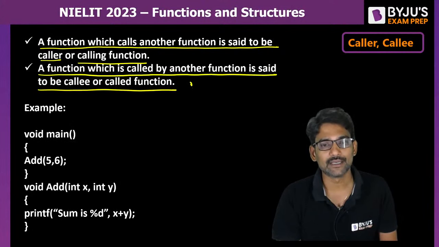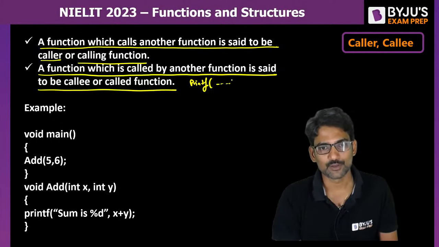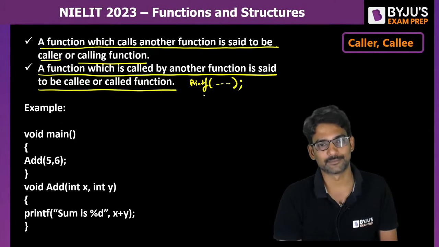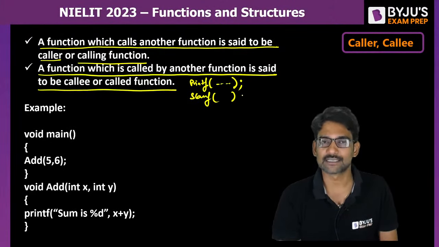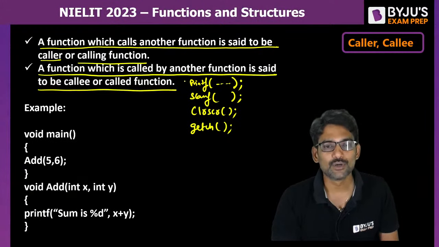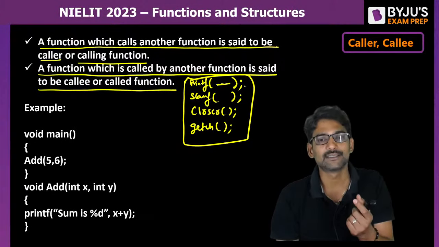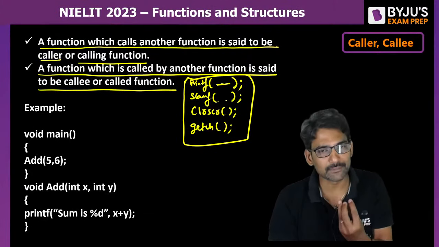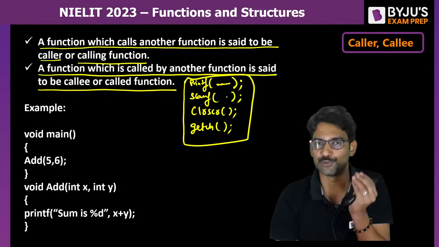That is the reason why whenever you use the printf function, you write some string and end with a semicolon. Scanf, you write something in double quotes and end with a semicolon. clrscr, end with a semicolon. getch, end with a semicolon. So this is how you call a function: name of the function, pass the argument, end with a semicolon. So calling means you are requesting that particular function to please perform the task you want with your input.